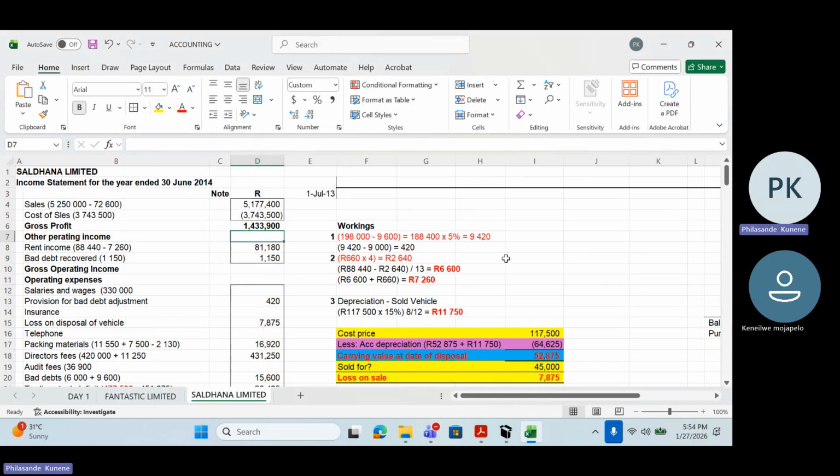So if we're adding the two, how much are we getting as our other operating income? 82,330. 82,330, because we're taking this plus this. My gross operating income, how much is it? $1,516,230. Exactly, 1,516,230.